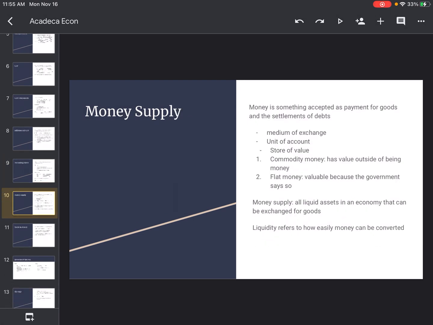Money supply, 'cause believe it or not, people can buy and sell money. Money is something accepted as a payment for goods and the settlements of debts. That is just the base definition of money. It can be really anything, any kind of agreed upon currency.